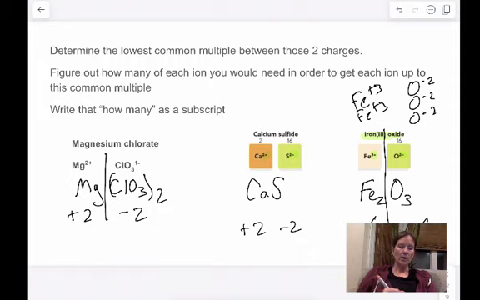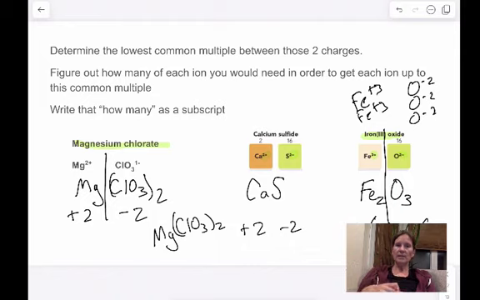So taking the name magnesium chlorate and getting that down to a formula, the final answer is Mg(ClO3)2, with parentheses and 2 chlorates. Calcium sulfide is just CaS, and iron(III) oxide is Fe2O3. Here's a tiny thing people do wrong: if you need 3 of one of them to make it work, you need a 3 subscript. It's not that I need 2 additional to the one I have. It's the total when you write them down.